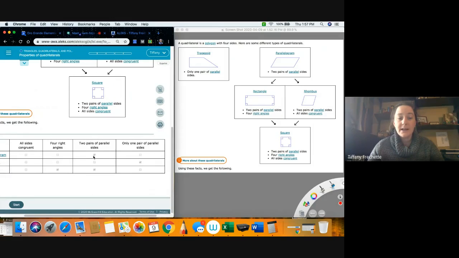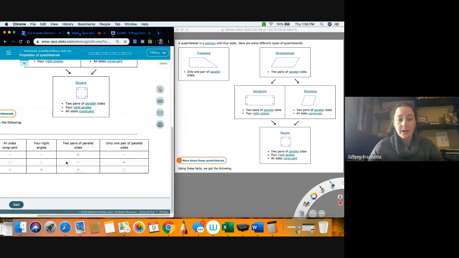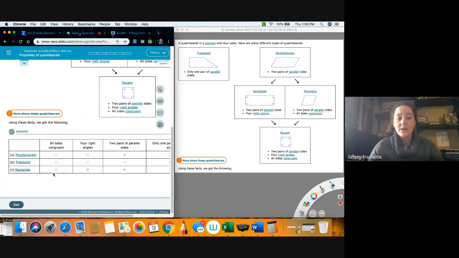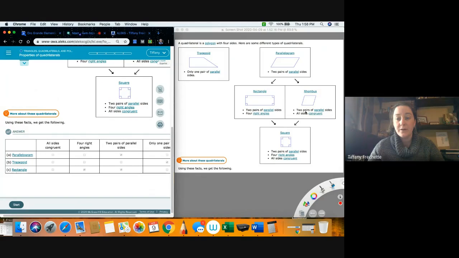2 pairs of parallel sides. If it says parallelogram, that is required. Or if it's a rectangle, rhombus, square, any of these words, you have to have 2 pairs of parallel sides. 1 pair of parallel sides, the only one that meets that is trapezoid. So for trapezoid, that was the only one that met. We go all the way to the end and we check it. And then rectangle, we do have 4 right angles, 2 pairs of parallel sides. Anytime we hear any of these 4 words, we're going to click the 2 pairs of parallel sides.